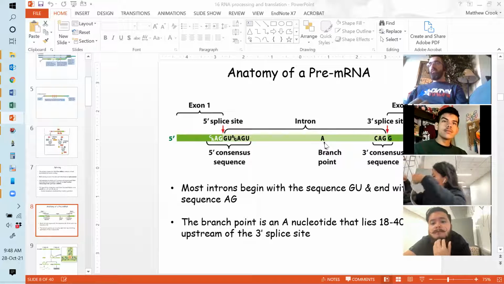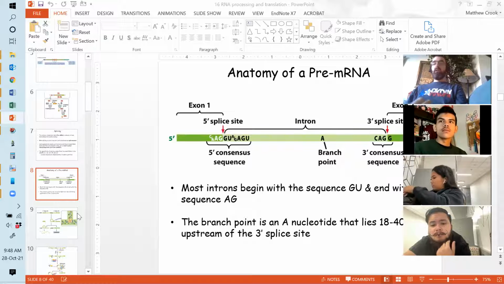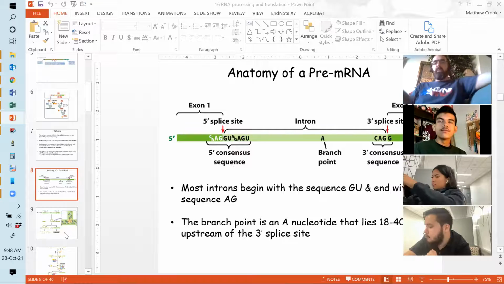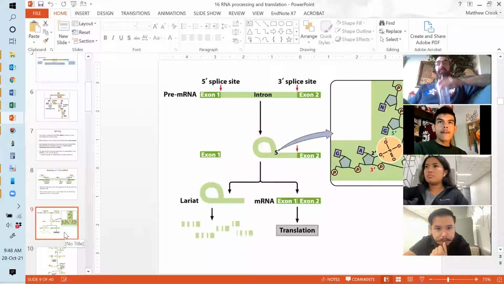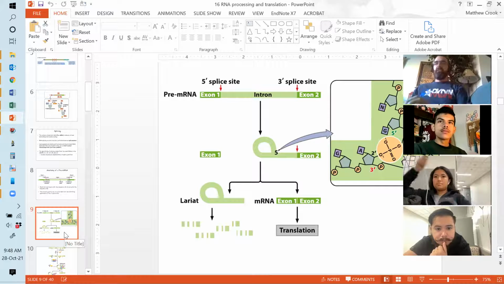Anyway, and this A point, A here is really important, as we'll see in a second. If anyone has any questions, just feel free to stop me. Otherwise, I'll just chunter on talking about this stuff. Okay, so this is the simple view, before we add any of the SNRPs in.